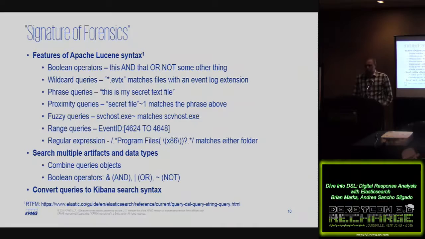You can also use fuzzy queries to find iterations of svchost with a 0. This uses the Levenshtein distance to find the difference in letters in a word. Range queries, there's a query to find all user activity in Windows event logs, all in one little search.